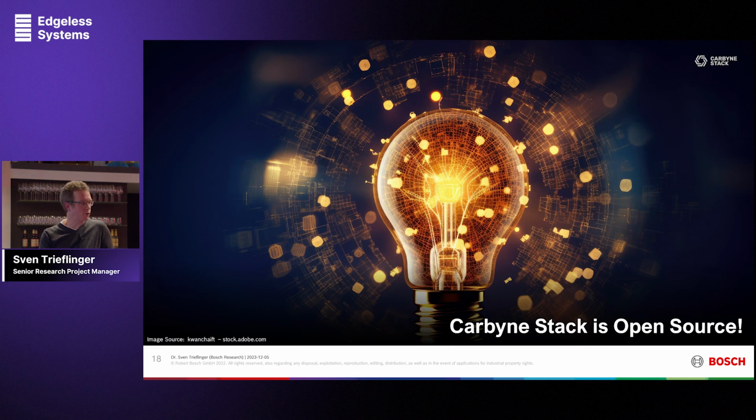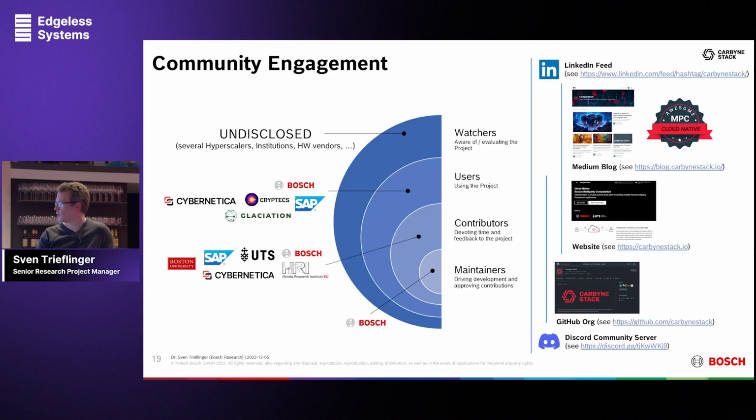So Carbyne Stack is open source. I said it already. I think you have understood that what we do is a major effort, and that's the reason why we said we want to do this together with others. So here you see with this open source onion a couple of companies that have contributed already to Carbyne Stack. We have more and more users that integrate their solutions with Carbyne Stack and provide additional security guarantees for their systems.